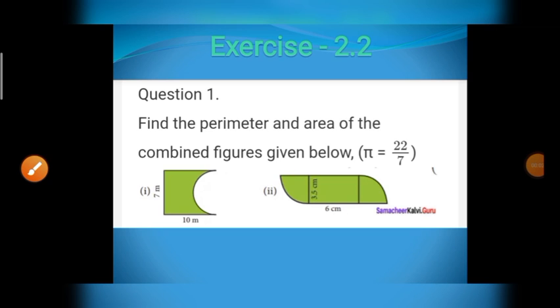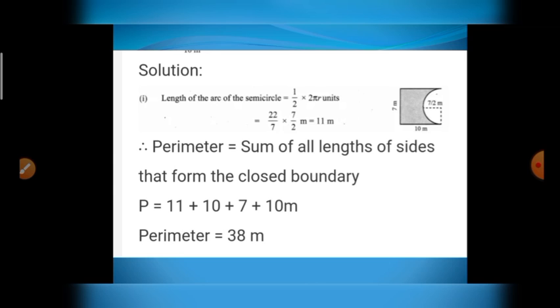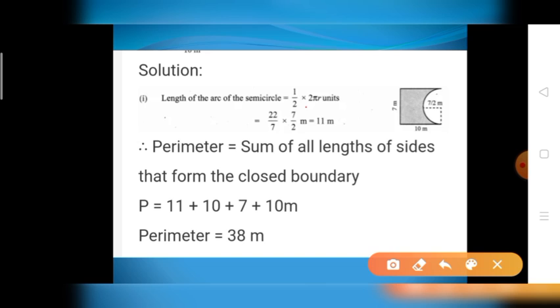The next exercise 2.2, question number 1: find the perimeter and the area of the combined figures given below. Pi value equal to 22/7. Then first diagram. Solution: the length of the arc of the semicircle is equal to half into 2 pi r units. Then 2 cancel. Then pi r units. Pi value 22/7 into r value.